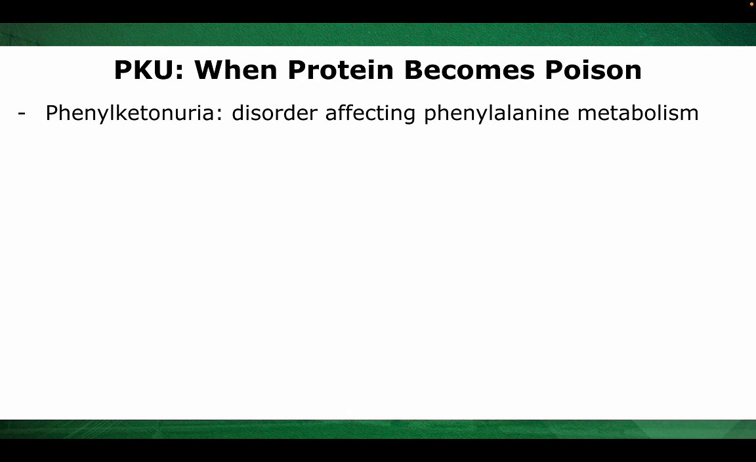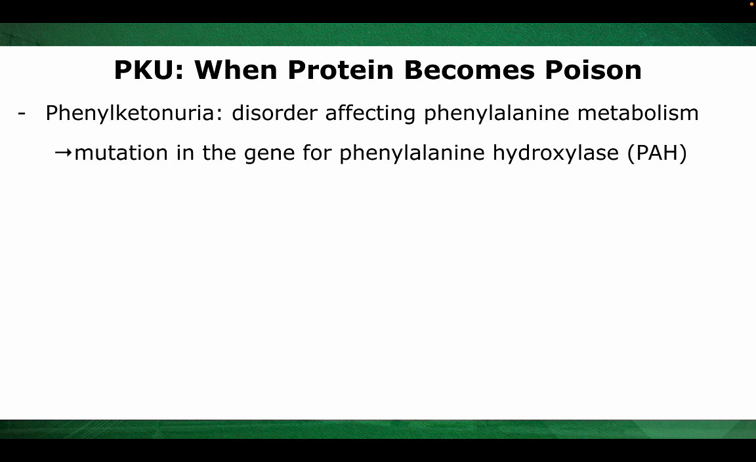Phenylketonuria or PKU is a genetic disorder that affects how the body processes phenylalanine. It is an amino acid found in protein-rich foods. In people with PKU, a mutation in the gene for the enzyme phenylalanine hydroxylase, PAH, means that phenylalanine isn't broken down properly. Now let's walk through what happens in phenylketonuria.